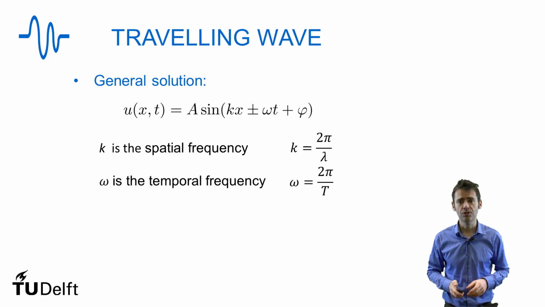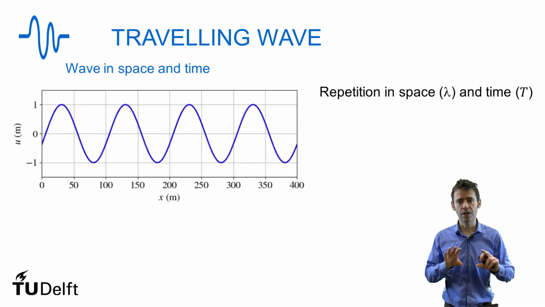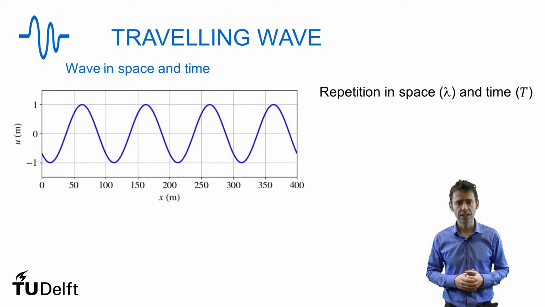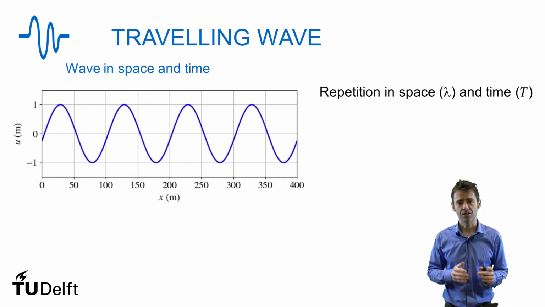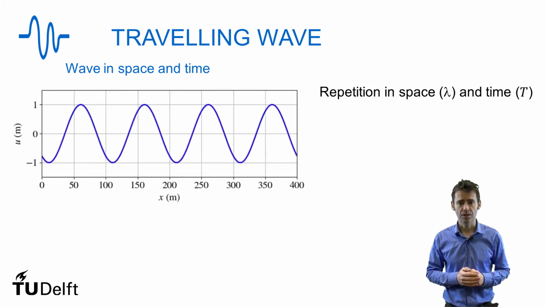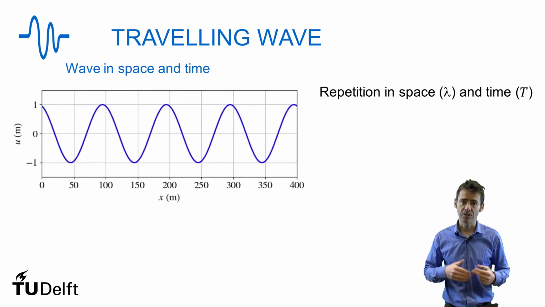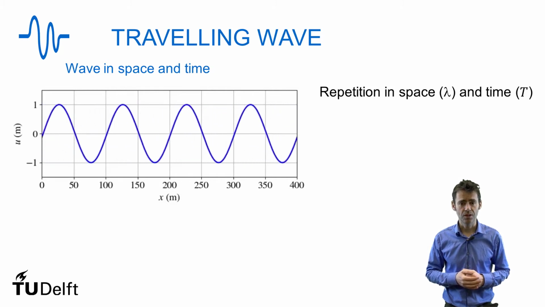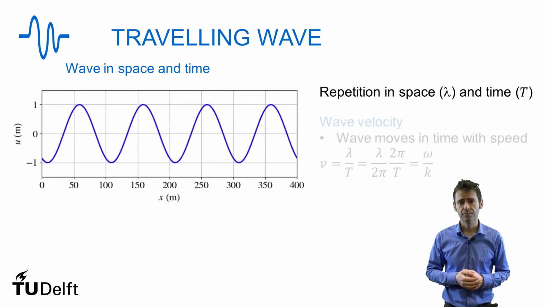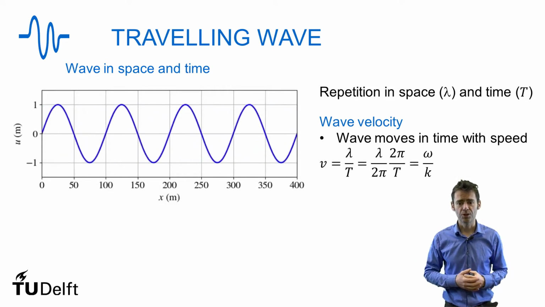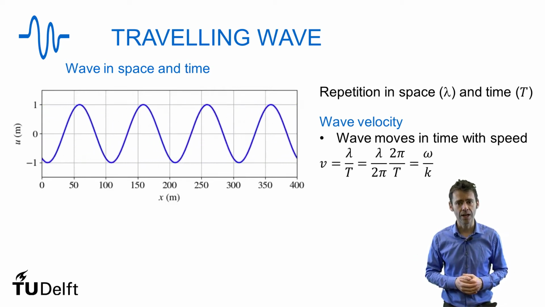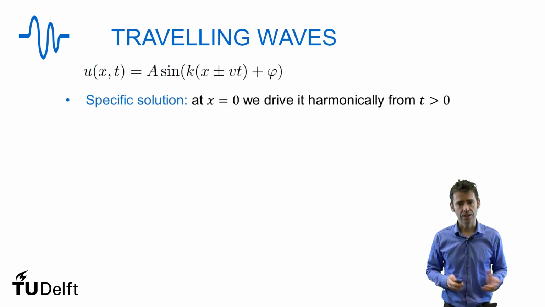So how does this solution look? If we look at this wave now in space, we see that it's a traveling wave that travels through space, and it has a repetition in space with wavelength lambda, and a repetition in time with period capital T. And also we can see that the wave now moves in time with a speed v equal to omega over k.